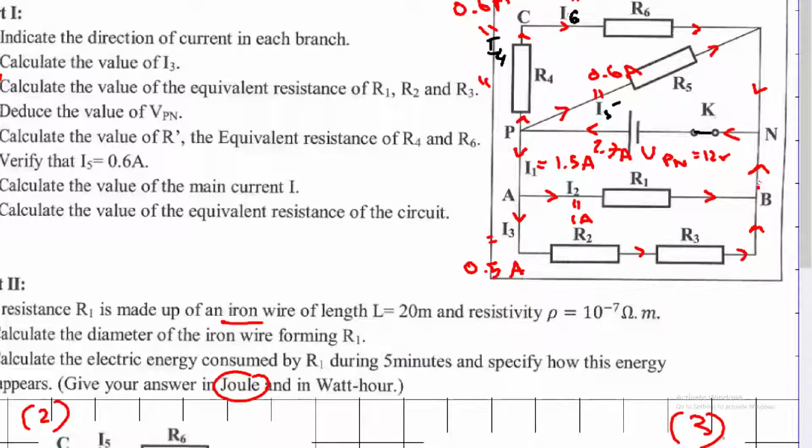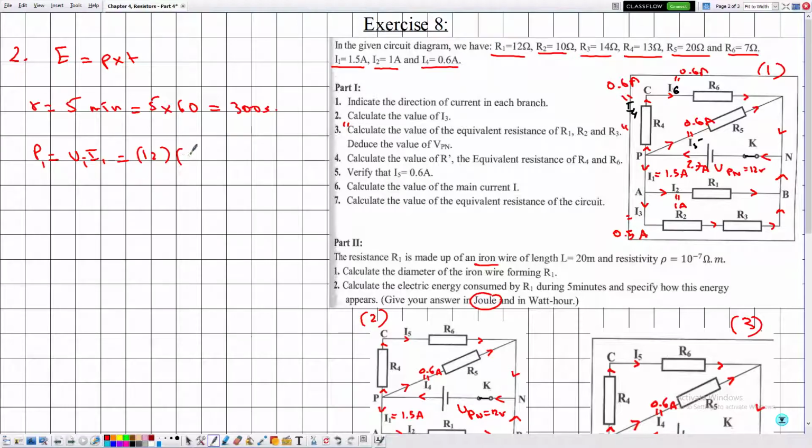Now here, it's not a big deal, the naming of the current, it's okay. So 12 times 1 is equal to 12 watts. So P1 is equal to 12 watts. Now energy is equal to P multiplied by T, 12 multiplied by 300. So this is equal to 3600 joules.